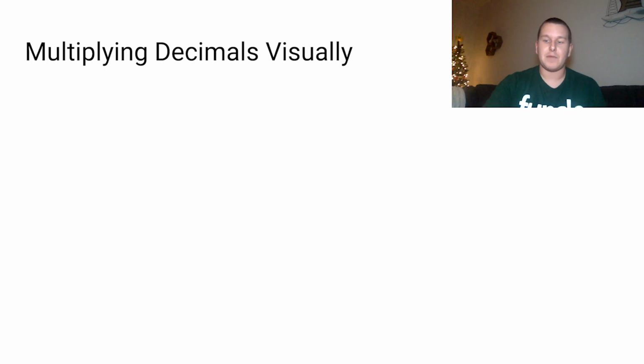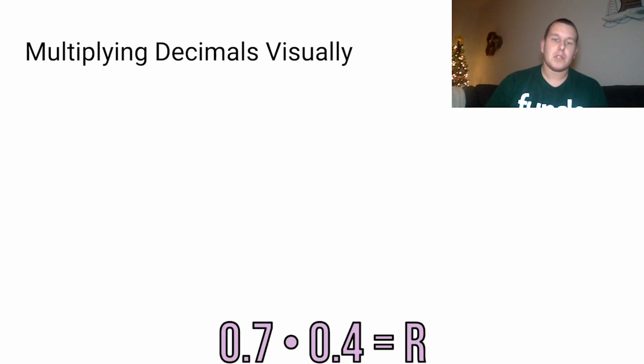Moving on to the last visual way we'll multiply decimals, which this is honestly one of my favorite ways, and you'll see why in just a second. So we've got this equation down here. It says 7/10 times 4/10 equals r. Now, typically when we multiply, our numbers grow or get bigger, but we're going to see in this example how when we multiply, it can actually get smaller.